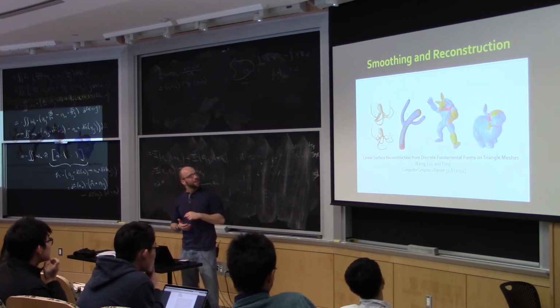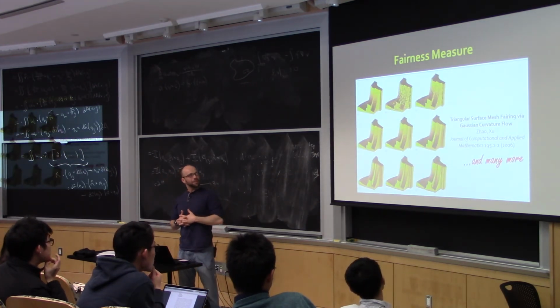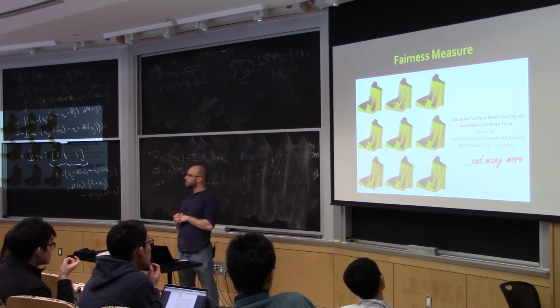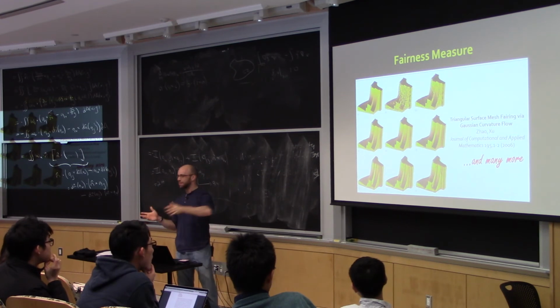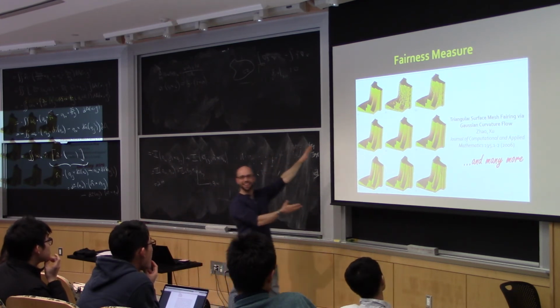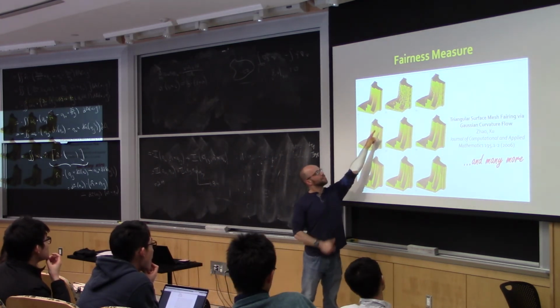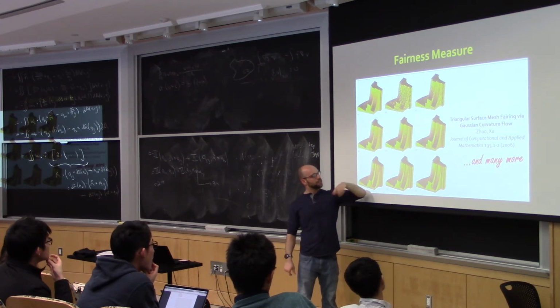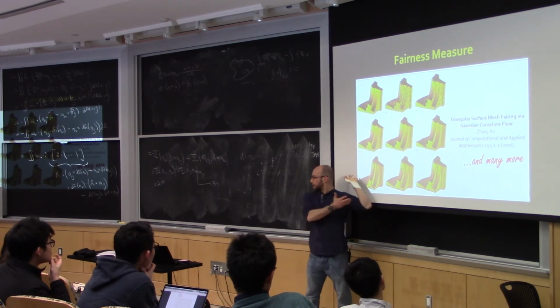More importantly, some people use it to measure fairness. Fairness here is not, our research group also works on political redistricting, that's a very different type of fairness. Here we mean smoothness of a surface. So if you take a look at these noisy versions of this weird surface, this is, by the way, in our pantheon of 3D models.